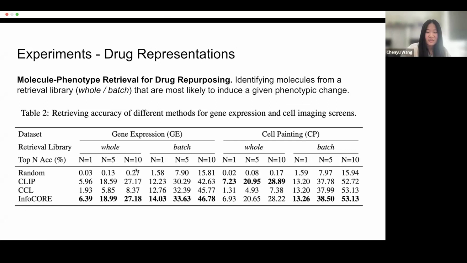I calculate the latent factor of both the phenotypic screening and the drug structure. And because in contrastive learning they are already normalized, I then calculate the cosine similarity. And this retrieving means that the top one accuracy means that the most similar drug is the correct drug corresponding to the gene expression. And similar for the top 5 and top 10. Yes. Okay.